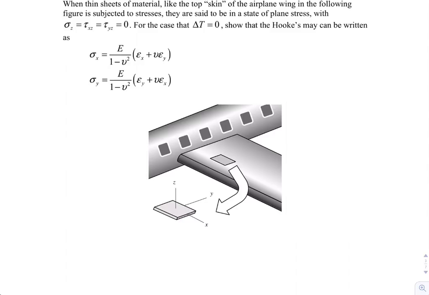For the situation that we have in this problem, we're asked to look at the state of stress on the skin of this aircraft wing. The skin is basically in the plane. So what we have is a set of components of stress, sigma y, let's say, and sigma x.